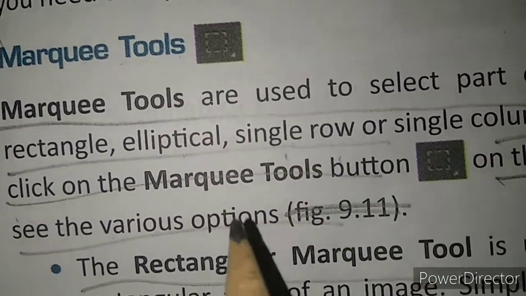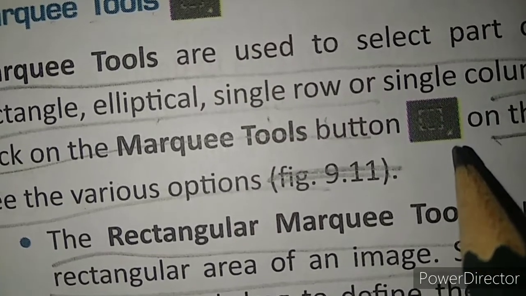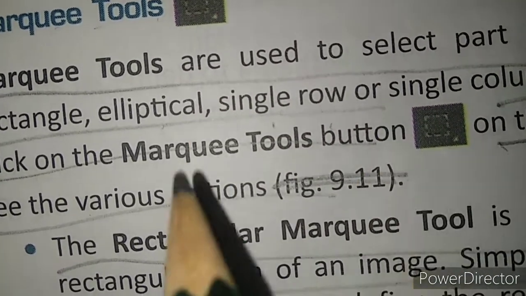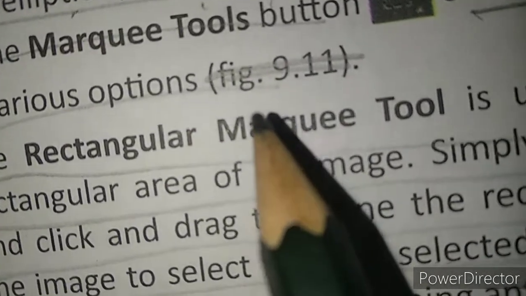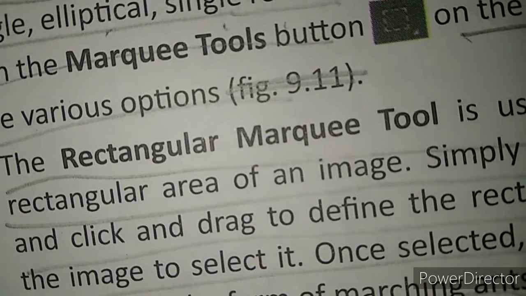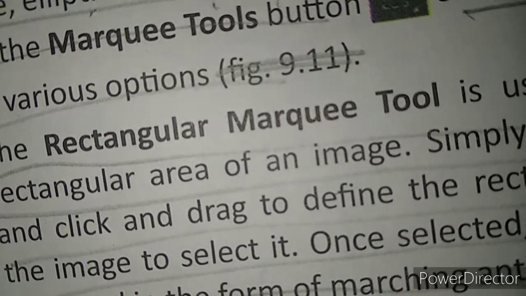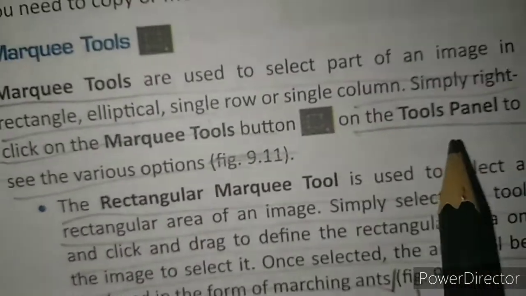Using the rectangular marquee tool, you can select a rectangular area. Using the elliptical marquee tool, you can select an elliptical area, using single row you can select a row like area, and using the single column marquee tool you can select a single column like area, right? So let us see.